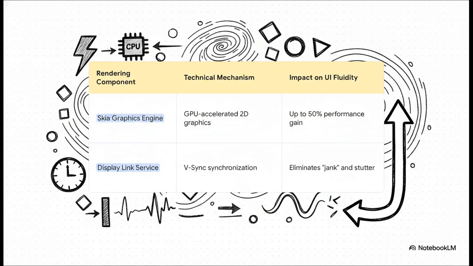But like I said, speed alone isn't enough. That's where the display link service comes in. It acts like a conductor for an orchestra, synchronizing every single frame your app draws with the screen's actual physical refresh rate, a process you might know as VSync. By timing it perfectly, it guarantees that a new frame is ready the exact moment the screen needs one, which completely kills those dropped frames that our eyes see as jank. One provides the power, the other provides the perfect timing.